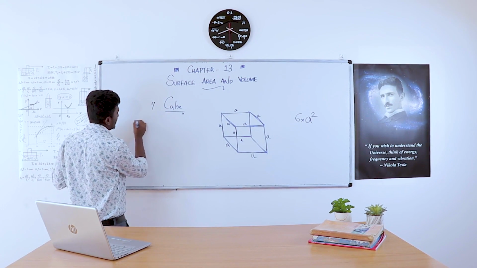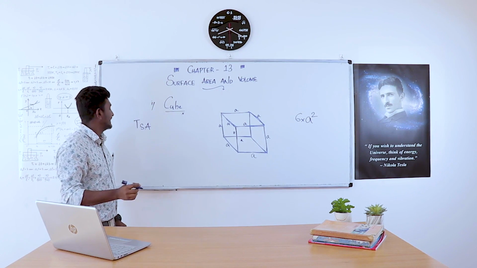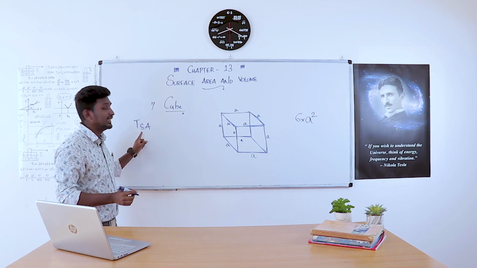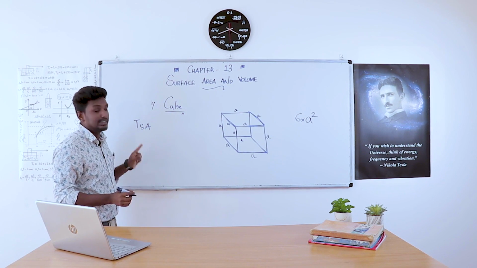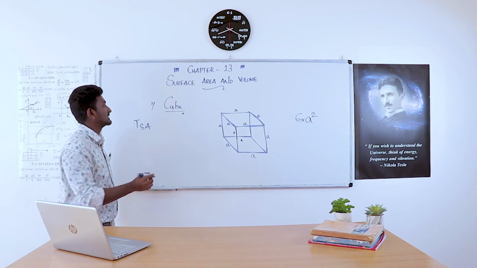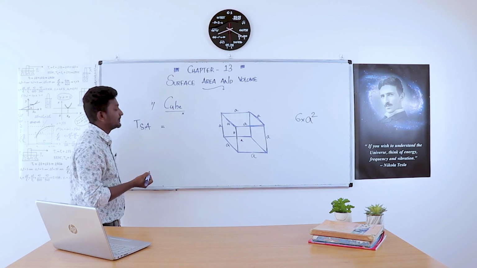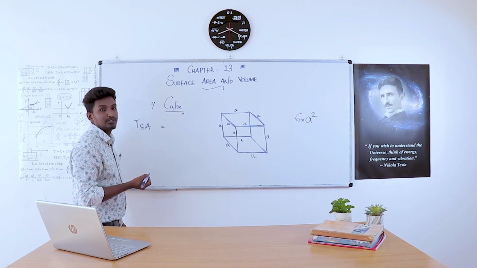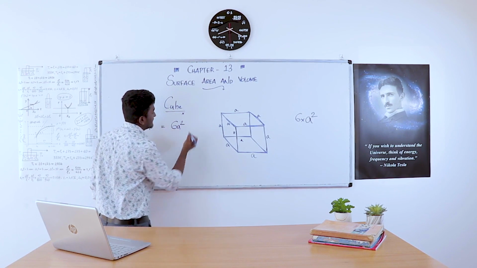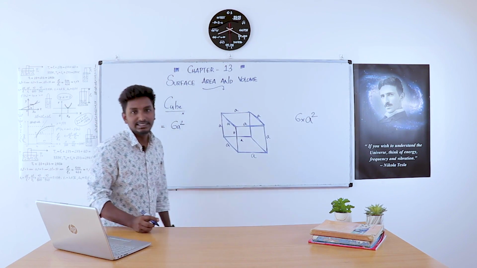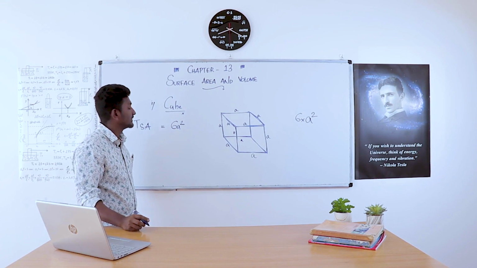Therefore, the total surface area, I am writing it as TSA. TSA means total surface area. So, what is the total surface area of a cube? It is 6a square. The total surface area of a cube is 6a square. Clear?